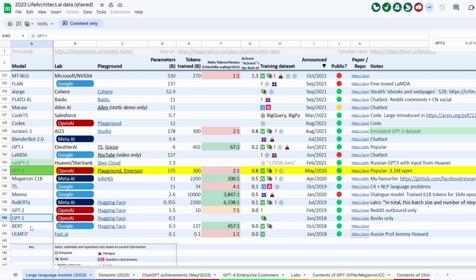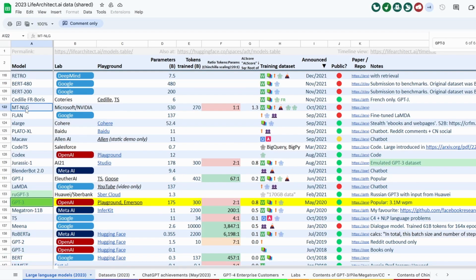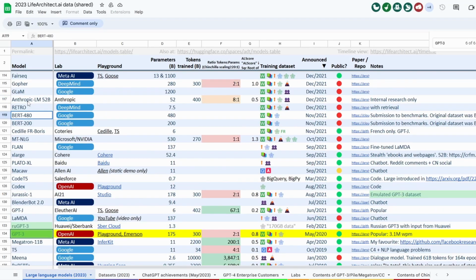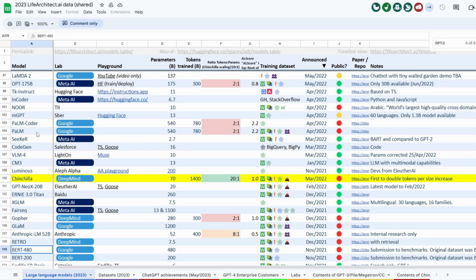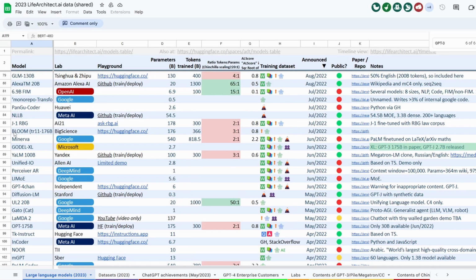If you see, we also have models like BERT from Google. We also had this MT-NLG, which we saw in the picture a little earlier, developed by Microsoft and Nvidia. It has 530 billion parameters. There are other models from Google like BERT 480 and 200, representing their number of parameters. We have PaLM, also from Google, LaMDA from Google, then we have BLOOM by BigScience, and so on.